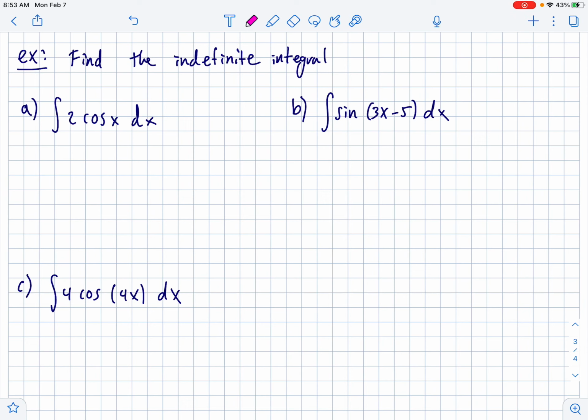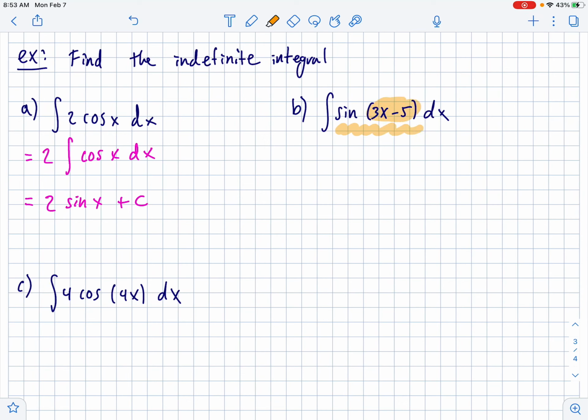Here's some problems. The first one's pretty straight up, that this 2 can just come out and hang out in front, and really we just have to find the integral of cosine x. So this becomes 2, and then the integral of cosine is sine, so we do 2 sine x plus c. And that one's done.